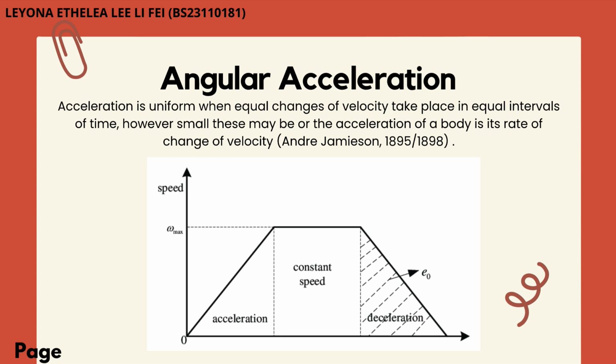In this slide also, it contains a graph which is the speed versus time. First, the object experienced constant acceleration. The speed increased steadily over time, shown by the straight upward slope. Next, there is a horizontal line, meaning the object moved at a constant speed, no acceleration. Finally, the line sloped downwards, indicating constant deceleration, where the speed decreased steadily until it reached zero.